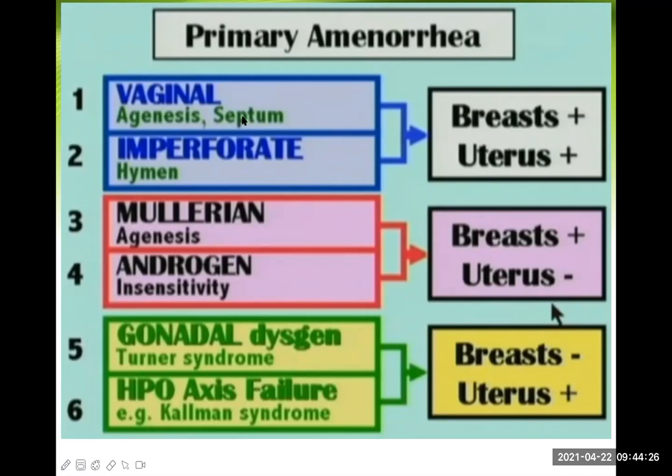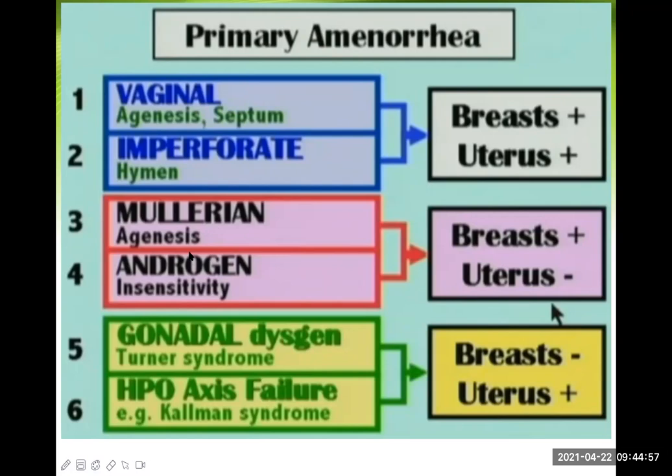Vaginal causes of primary amenorrhea, like vaginal agenesis, vaginal septum and imperforate hymen. Both are the causes: imperforate hymen and vaginal agenesis. These are actually the cause of cryptomenorrhea, but they look like primary amenorrhea, so we have listed it here. The breasts are present during examination, and uterus is also present. So this is a very important point here.